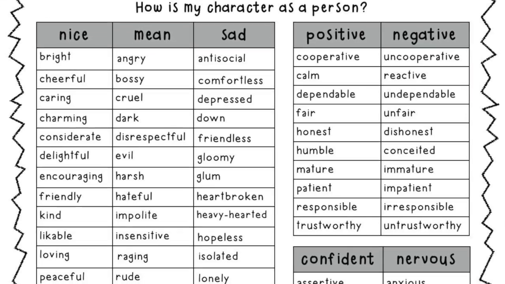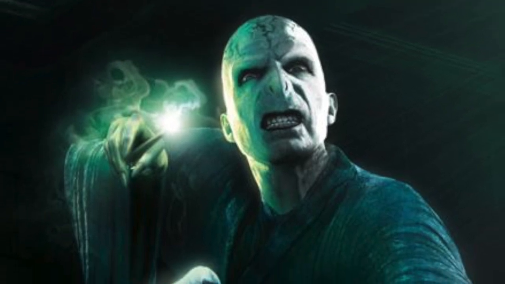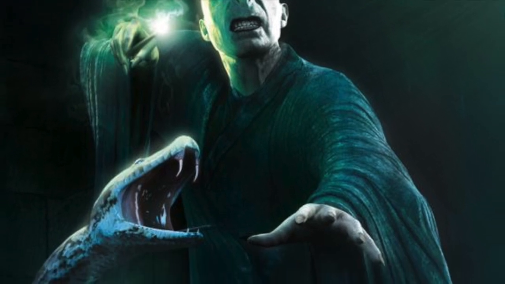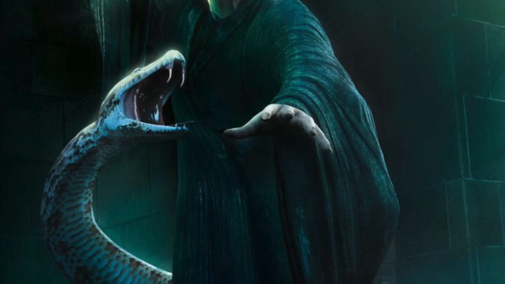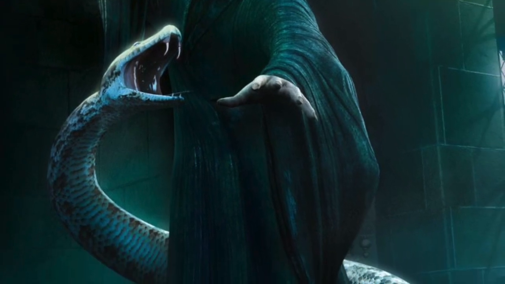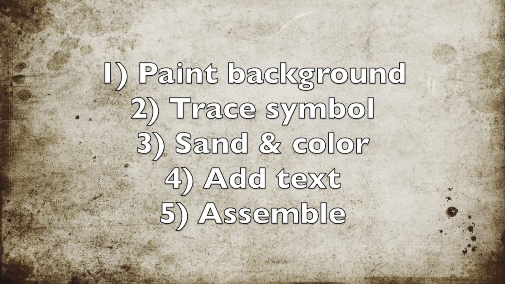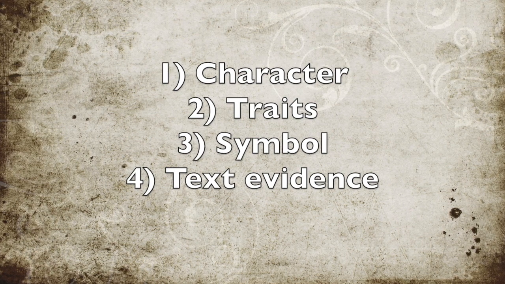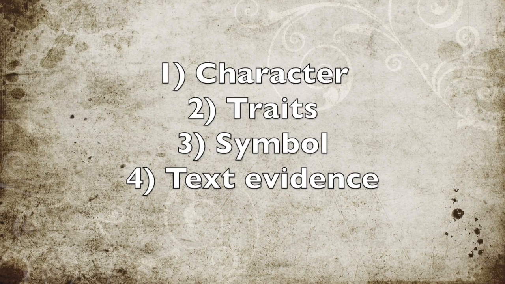Every character has character traits. Your job is to identify those traits, think of something else, usually an animal or an object, that also has those traits. Then your portrait of the character becomes an image of the animal or object instead of the original character. This video will guide you through the art steps you'll use after you've identified your character, their traits, the symbol you want to use, and text from the book that supports the character trait you've identified.